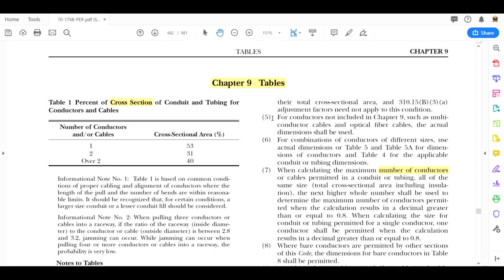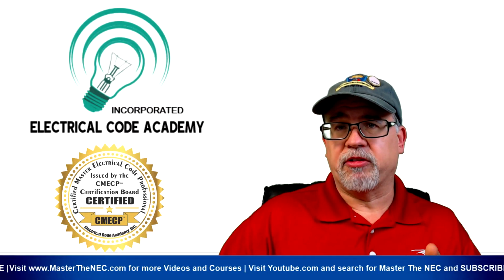Next thing is note number 4. For conductors not included in Chapter 9, and it says such as, remember the term such as isn't all-inclusive, it's just giving you some examples. But it says for conductors not included in Chapter 9, such as multi-conductor cables and optical fiber cables, use the actual dimensions of that product. Okay, so where are you going to get that? That's going to be from the manufacturer.